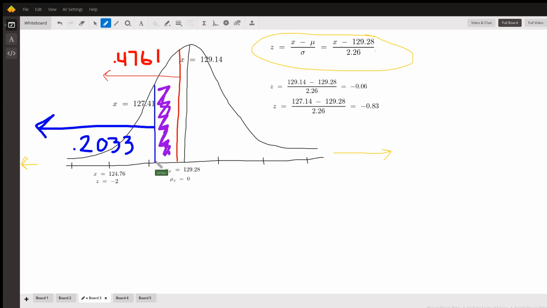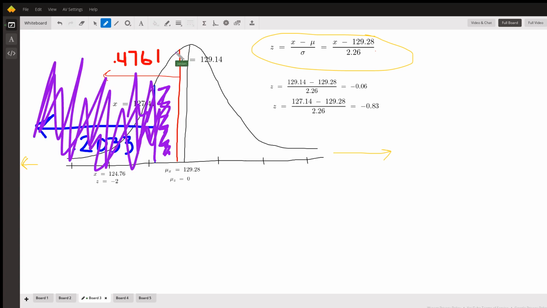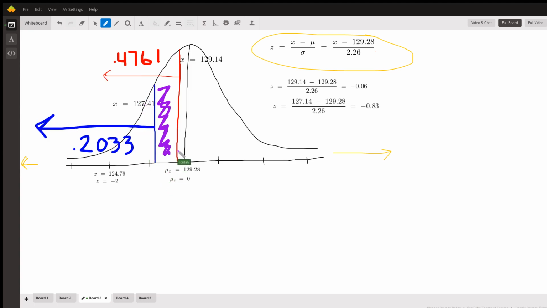So by subtracting 0.2033 from 0.4761, what we're doing is effectively eliminating everything over here, and you're just getting that sliver of the 0.4761 that's covered by this specific region right here. This is the messiest chart I've ever made, I'm sorry. So when we do that, 0.4761 minus 0.2033, we get our answer of 0.2728. So we know that the area of this little sliver right here is 0.2728, or the probability of this swimmer finishing her lap within this time frame is 27%.